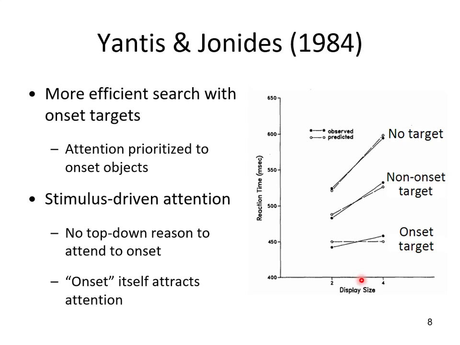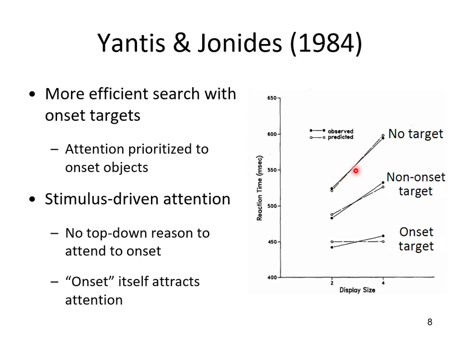So let's look at the results. The y-axis is response time, and the x-axis is the number of items, or display size. In the last slide, the example is 4 letters, but actually they also did a 2-letter condition to look at how parallel or how serial the task is. So what is the result? Of course, when there is no target, it is the slowest, and also the least efficient. That means it is most serial.